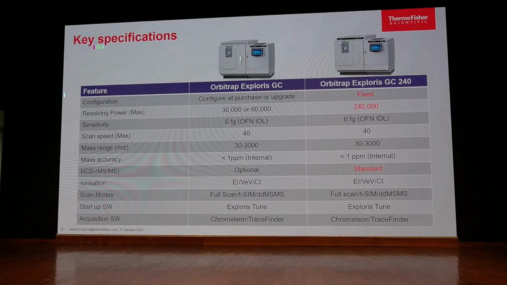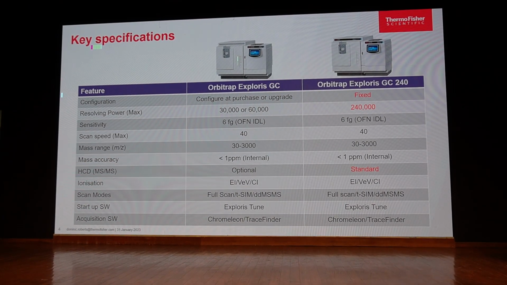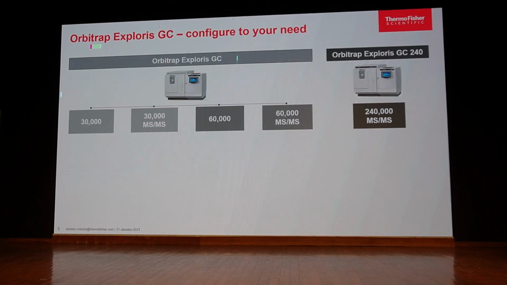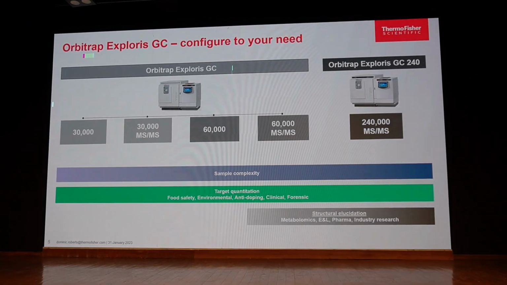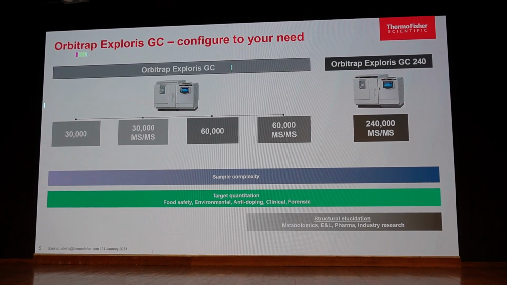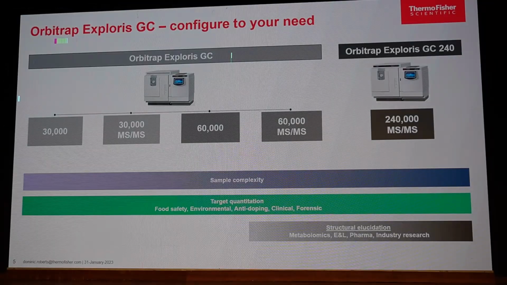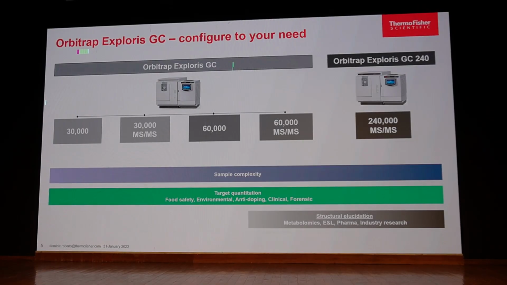And these are the specifications of these two models, and depending on the resolution and ideal detection you can differentiate them. These are the different applications they can do. For simple applications, you can go with the lower 30K or 60K resolution, but for specific applications like structural elucidation, or when we talk about a very complex sample matrix, 240 will be the right option.